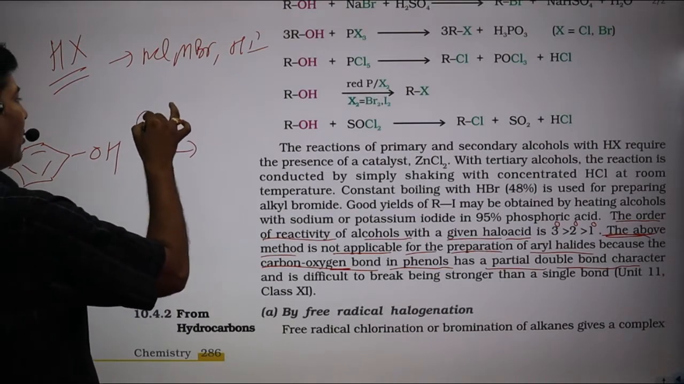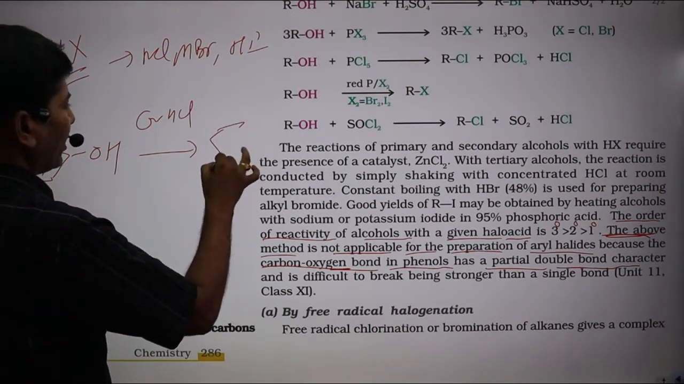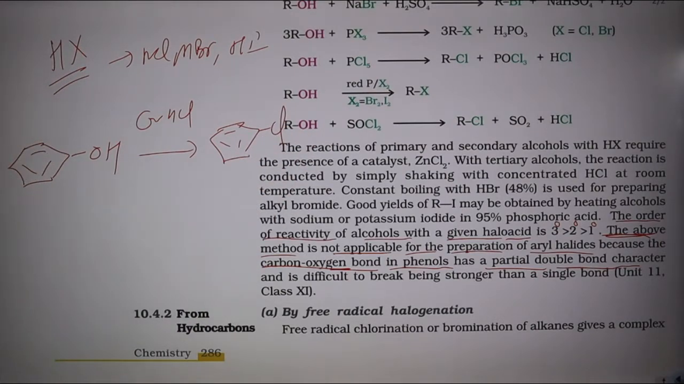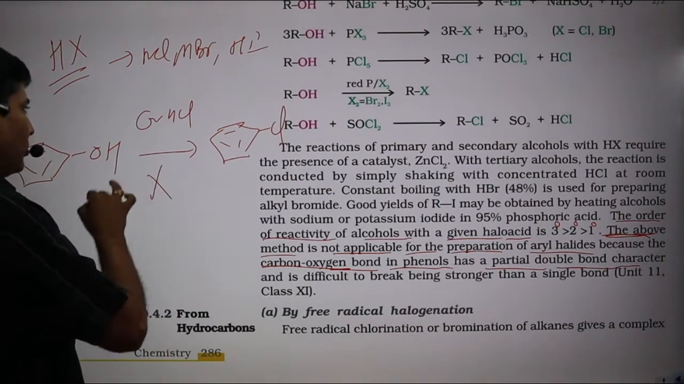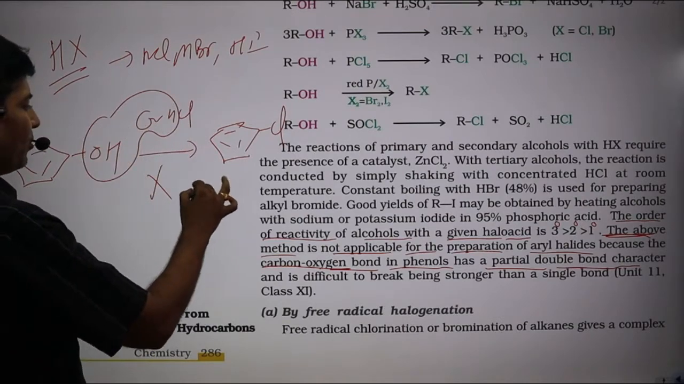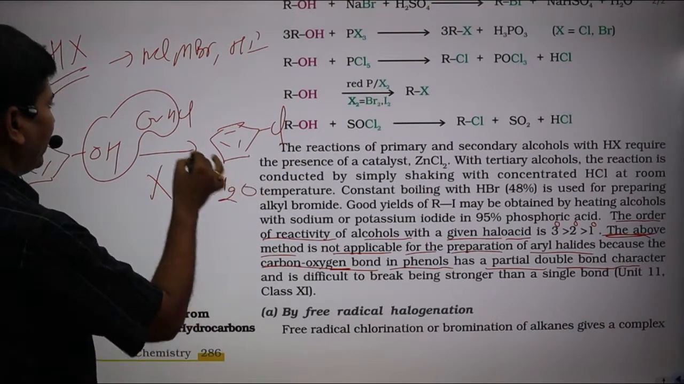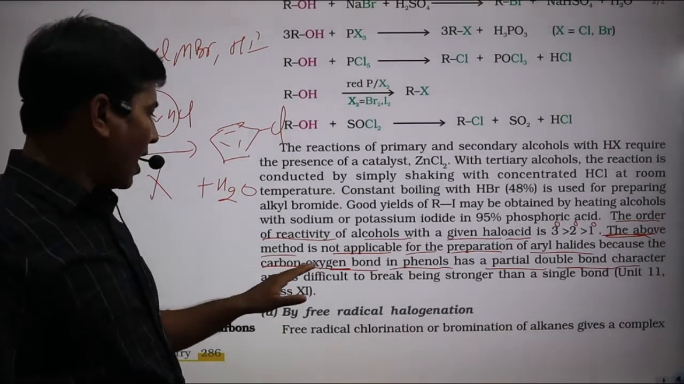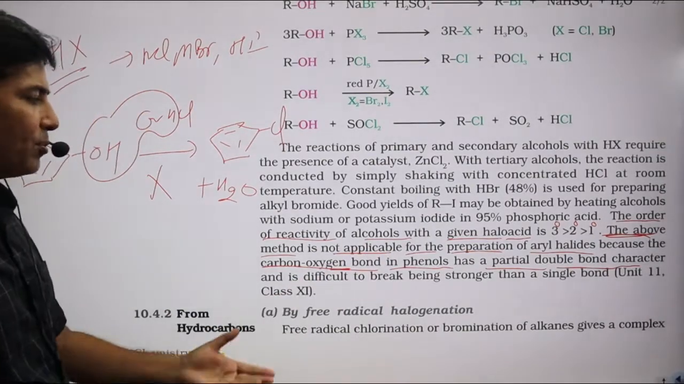And if you take conc HCl, and if you think in a similar manner that you can produce aryl chloride, this reaction is not possible. You cannot apply the logic that H2O will be removed from here and Cl will attach here. It is not possible. Why is it so? It says because the carbon oxygen bond in phenol has a partial double bond.